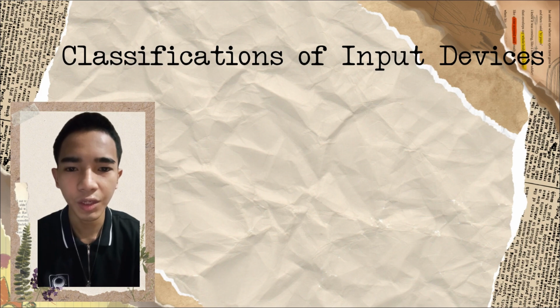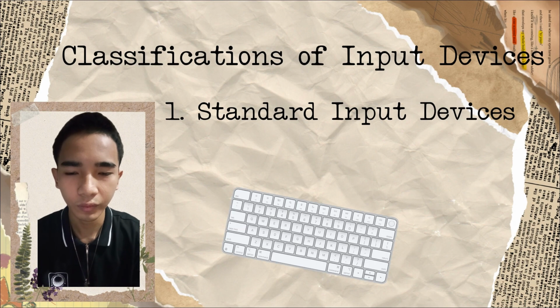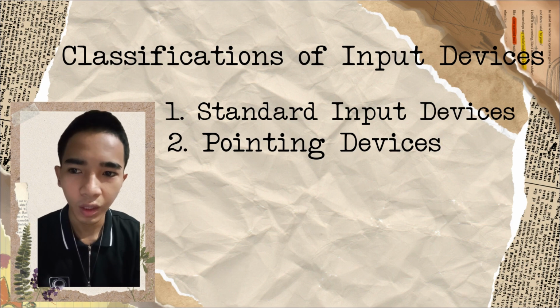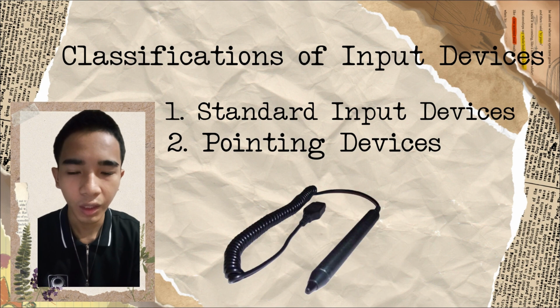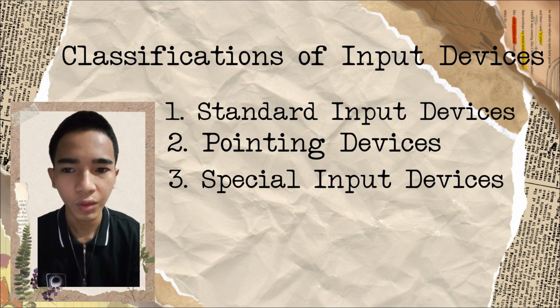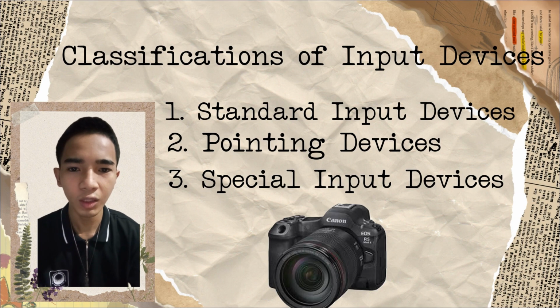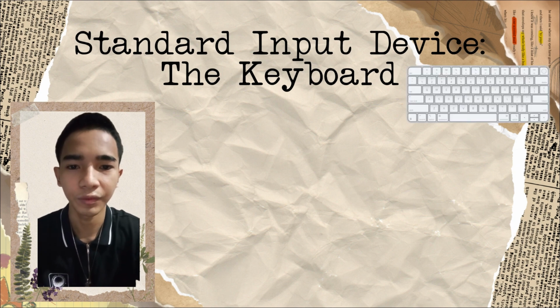There are three classifications of input devices. First, we have the standard input device, which is the keyboard, and second, pointing devices. The examples are mouse, trackball, joystick, light pen, and touchscreen. And lastly, we have special input devices, which include microphone, scanner, and camera. Let's begin to break down these examples, starting with the keyboard.